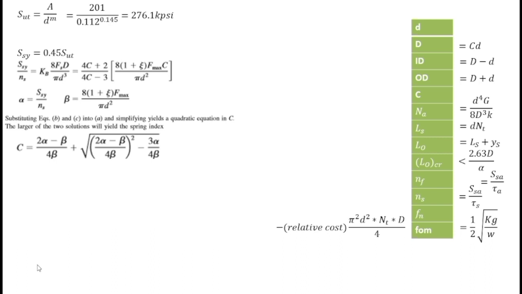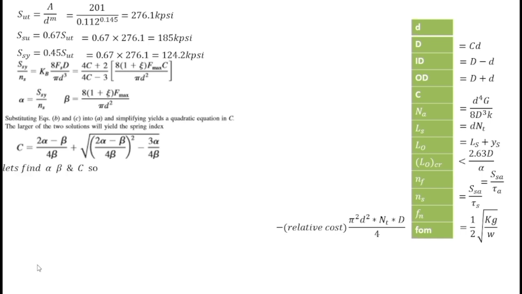So let's find out SUT by putting A equal to 201, wire diameter 0.112 and M value 0.145. So it will give you 276.12 kpsi, and SSY can be found from this equation. So when you put SUT equal to 276.1, it will give you 185 kpsi. And if you put SUT in the SSY equation, it will give you 4.2 kpsi.